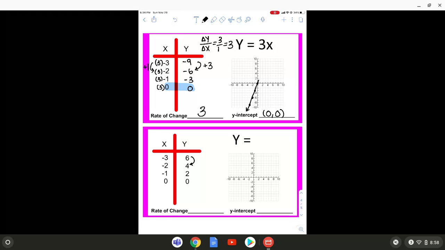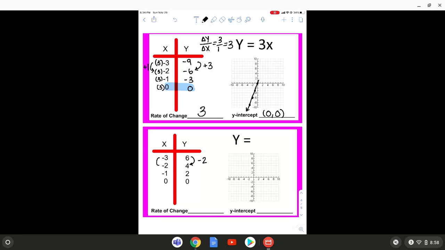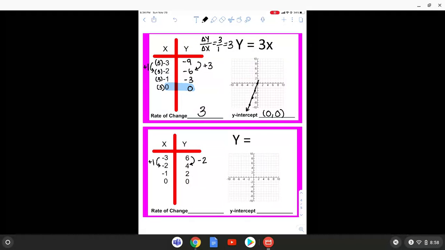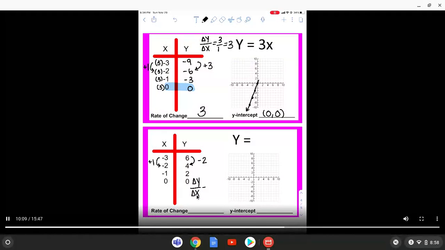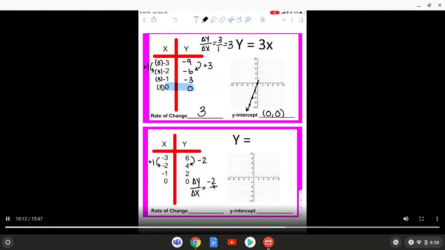So I start with my table, and I'm going to go ahead and find my change in y. I notice that y is decreasing by 2 every time, which is represented with a negative 2 right here, while x is increasing by 1. So my change in y over my change in x is going to be a negative 2 over 1, which is equal to negative 2, and I'm going to fill that in right here.